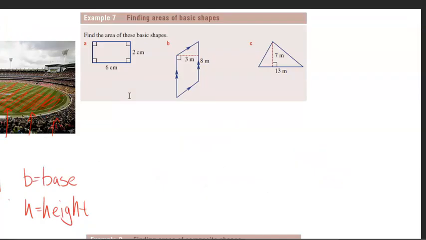Alright, basic shapes. We're going to use the formulas that we saw before, just to actually tackle these type of questions. So A, we're going to find the area of this rectangle.